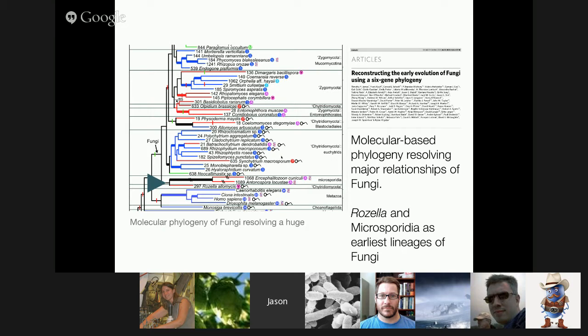You can see sister to it is this group called Microsporidia, which had been problematic in terms of figuring out where they fit in the fungal phylogeny, and they'd actually bounced around to several places on the tree. But this tree, as well as others, presented the idea that they were sister to Rozella. But there was not that much support for that because, in part, the Rozella have really long branches, and so it'd been difficult to be confident about that.